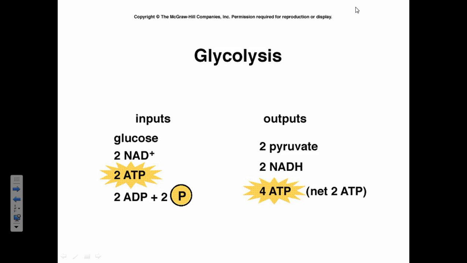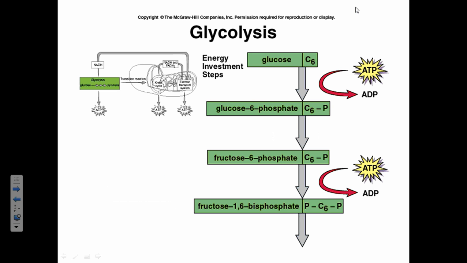And let me just show you a picture here. This is going to look a little complicated. You don't need to know the complication of it. Glycolysis, we start with glucose. But what are we trying to do to that glucose? Break it down. Break it down and get what out of it? ATP. Get energy out of it.